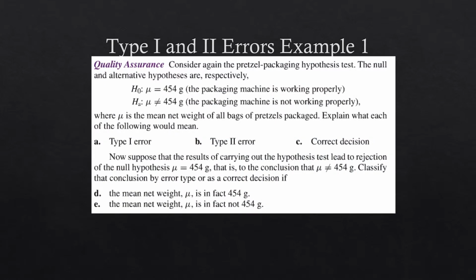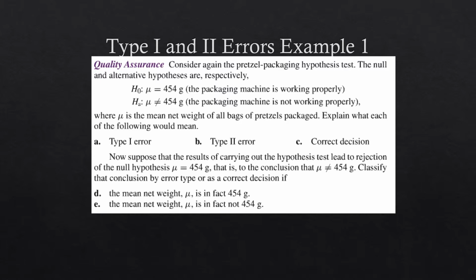So let's go back to our quality assurance problem with the 454 grams of pretzel packing. What would a type 1 error be? What would a type 1 error be? Well, a type 1 error is when we reject the null when it's actually true. Okay?